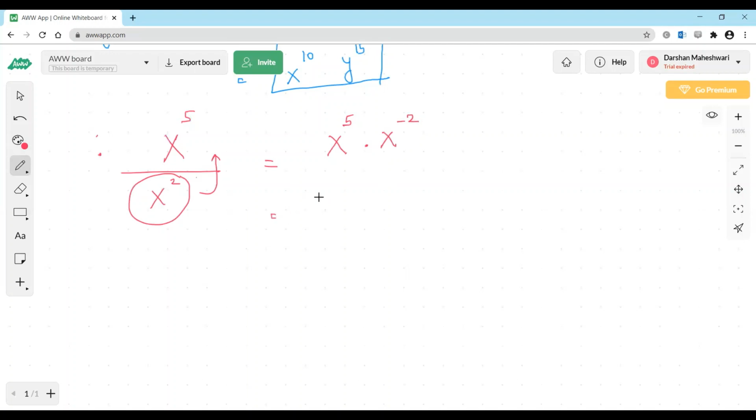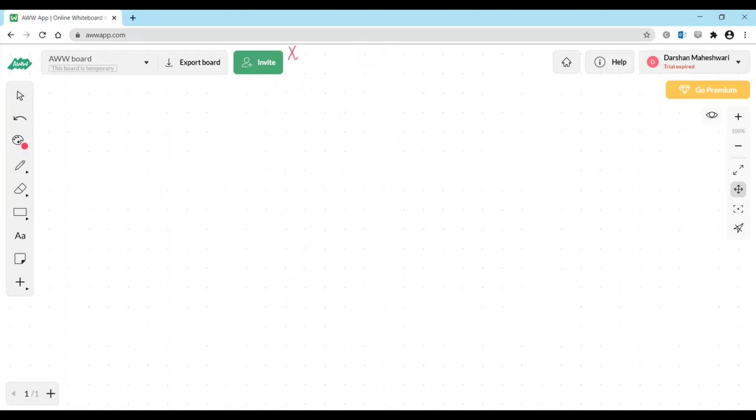And now we can use the rule which we already know. The base is the same, so the power in this case will be 5 plus -2, which means 5 minus 2, which is 3. So the direct rule is that for division we subtract the powers, and for multiplication we add the powers. This is a very simple rule to remember.